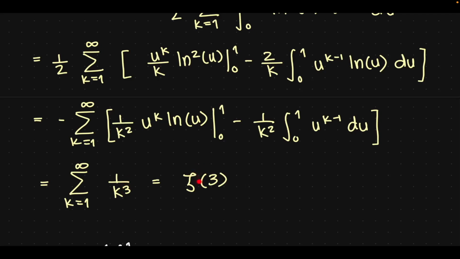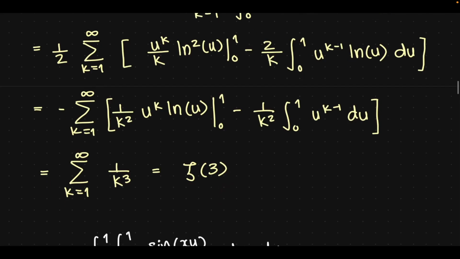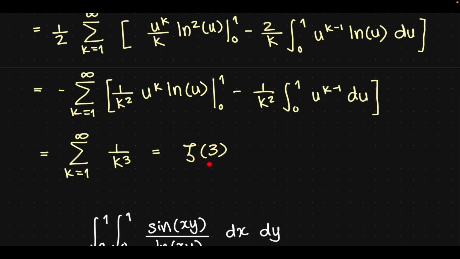which, if you remember, is the Riemann zeta function of 3, which is basically undetermined. We can't express this in terms of any other transcendental or fundamental constants in mathematics. So we just leave it as Riemann zeta of 3, also known as Apéry's constant, essentially.